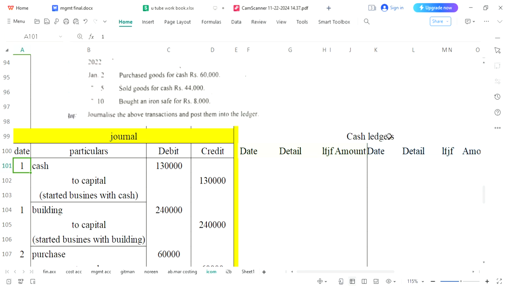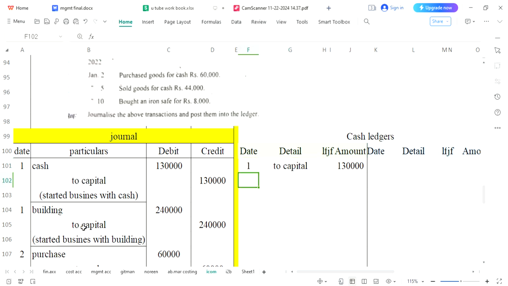If cash is debit, you will write it on debit side of ledger. Please note it down. If cash is debit, you will note it down in the same debit side. This is your debit side, this is credit side. So here cash is debit by 130,000. This is your debit side, amount is 130,000. You will put over here. In detail, whatever is written on the opposite side, that was 2 capital, you will write over here. Date was 1. In this way, first entry has been completed.